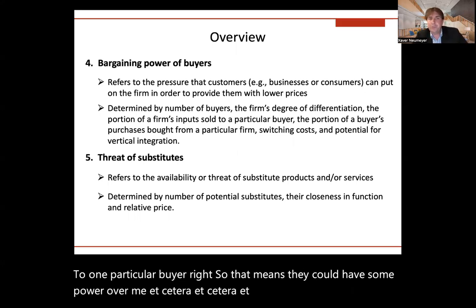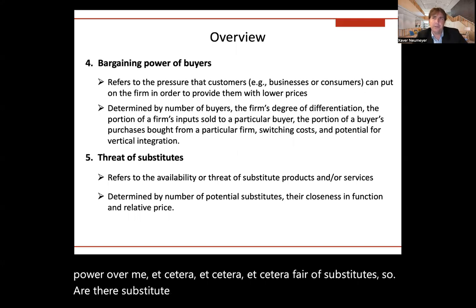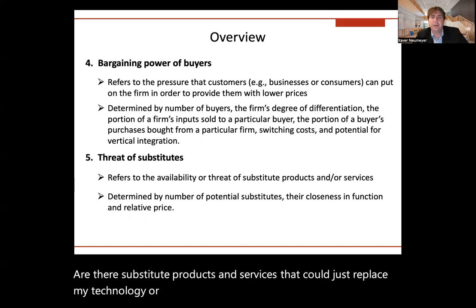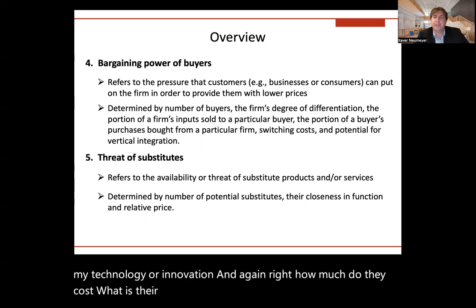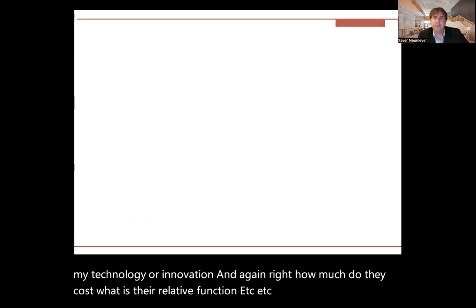Threat of substitutes. Are there substitute products and services that could just replace my technology or innovation? And again, how much do they cost? What is their relative function, et cetera. These things have to be determined.